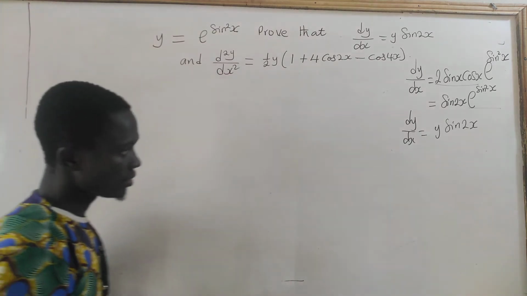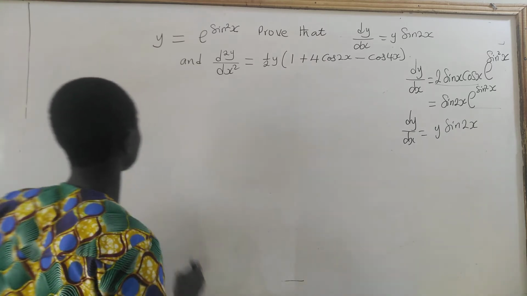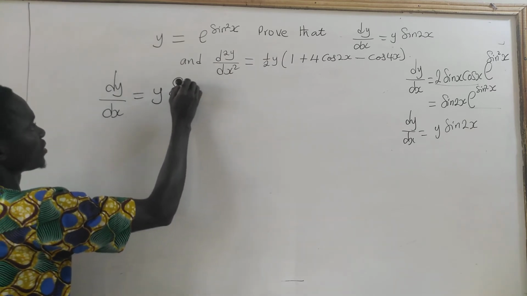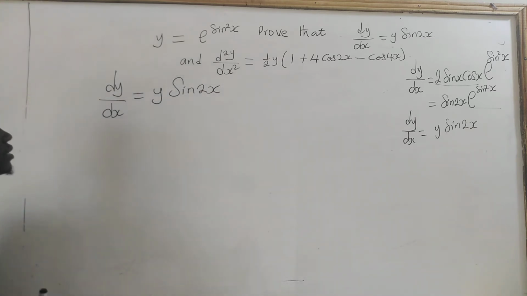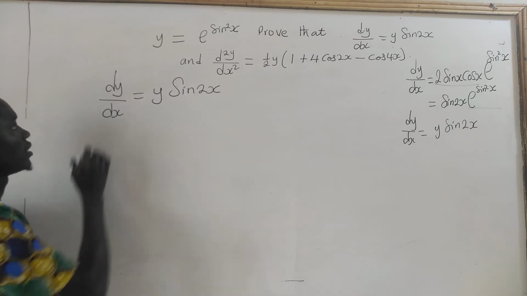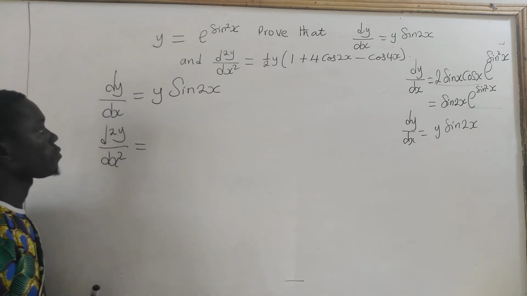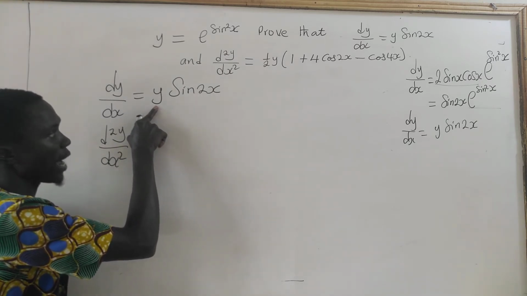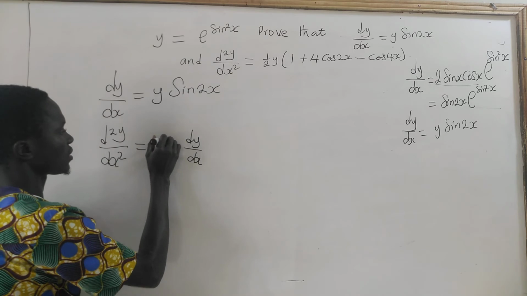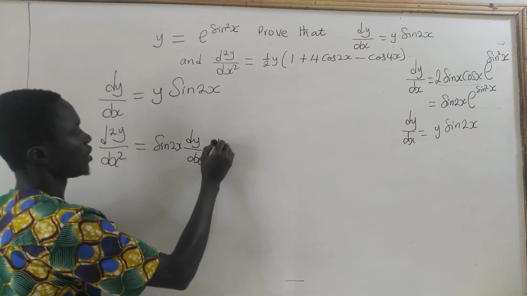So now we've shown that the derivative of y with respect to x is equal to y times sine of 2x. Now we are going to use the product rule and differentiate this implicitly with respect to x. Here you have d²y/dx² equal to, if we differentiate y implicitly with respect to x, you get dy/dx times sine 2x, since we are using the product rule, plus y.